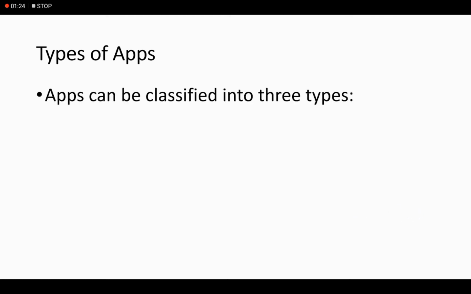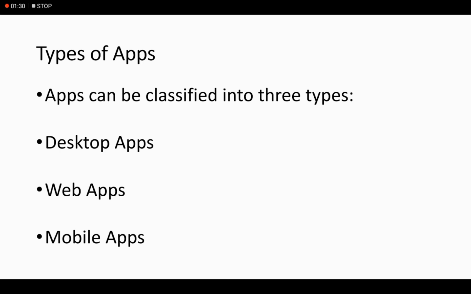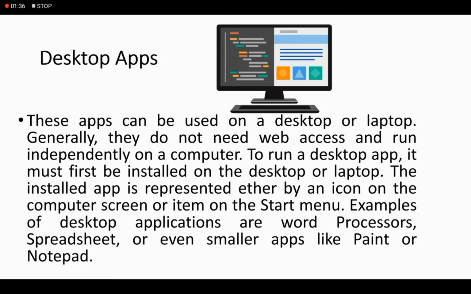So there are three types of apps. First one is desktop apps, second web apps, and third one is mobile apps. So let's discuss them one by one. So first one is desktop apps.